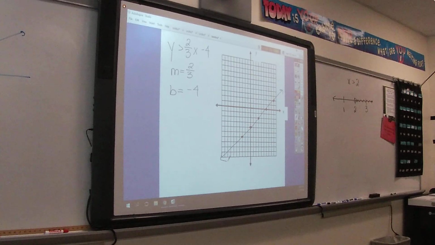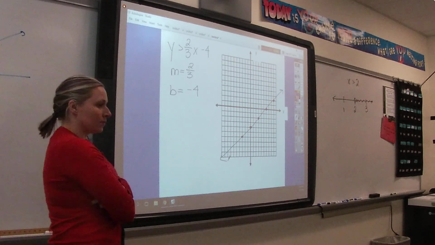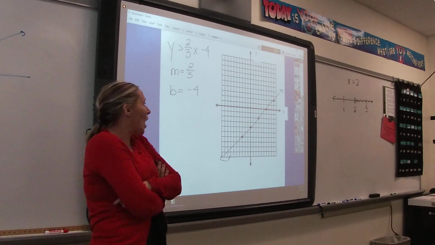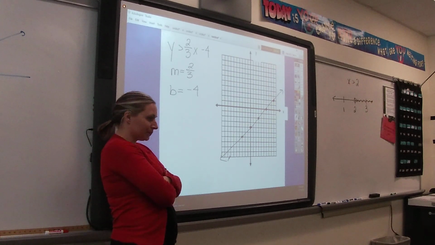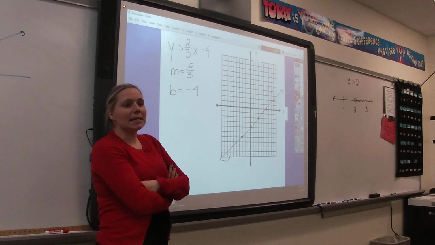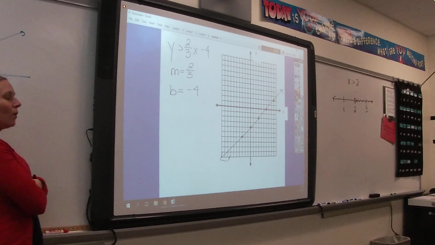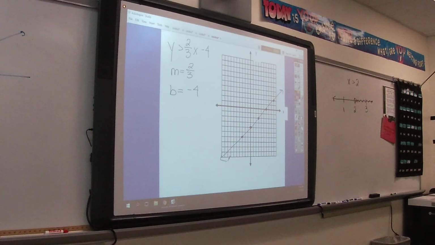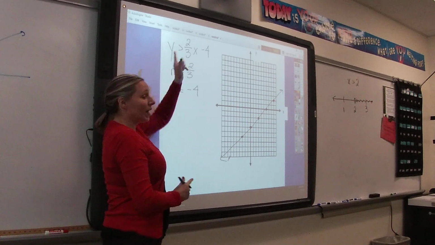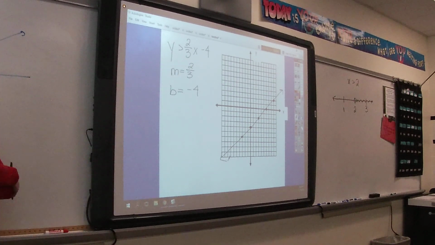Okay, now, this is how we would normally graph, correct? And do we agree that this is y equals 2/3 x minus 4? Yes. Now we need to consider the fact that we're not talking about y equals 2/3 x minus 4. What does our inequality really say? Y is greater than 2/3 x minus 4. So what new rules do we need to consider?